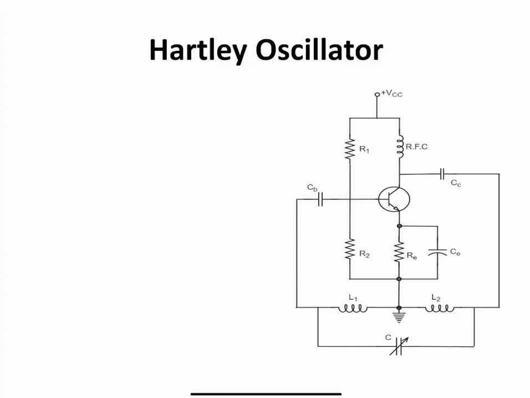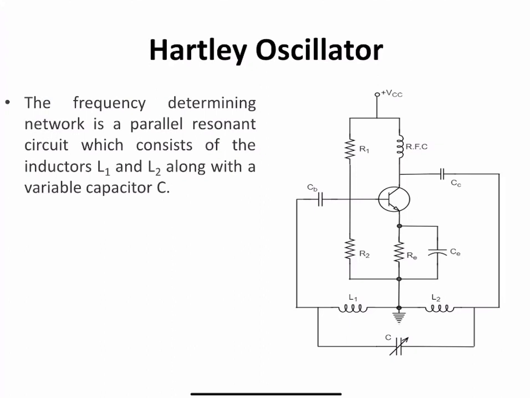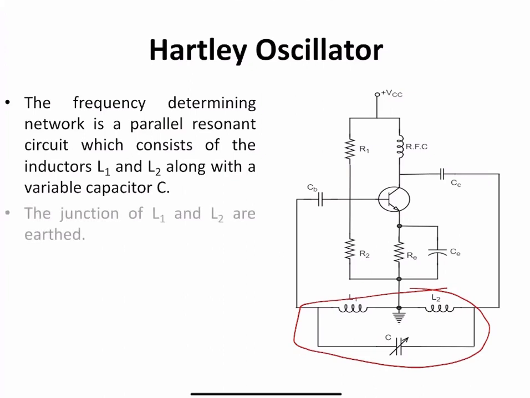Now come to the operation of the Hartley oscillator. L1, L2 and C are the components used in the frequency determining network. This is a parallel resonant circuit which consists of L1 and L2 with the variable capacitor C. To vary the frequency of the output signal, we have to vary the value of the capacitor. The junction of L1 and L2 is earthed.